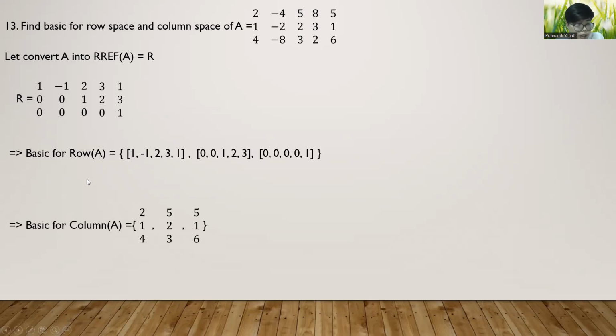And the basis for the column space is the corresponding columns of A to the non-zero entry columns of R. So the non-zero entry columns of R are column 1, column 3, and column 5 here. So we get the basis for the column space of A here: 2, 1, 4, 5, 2, 3, and 5, 1, 6.